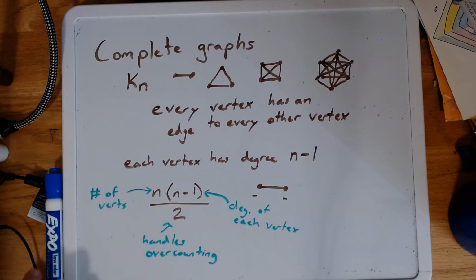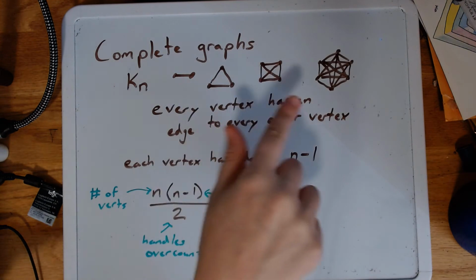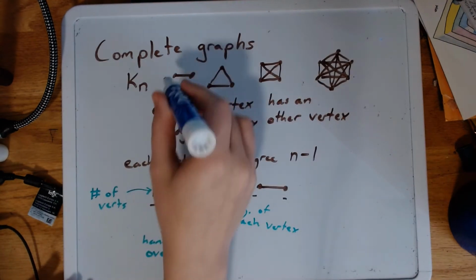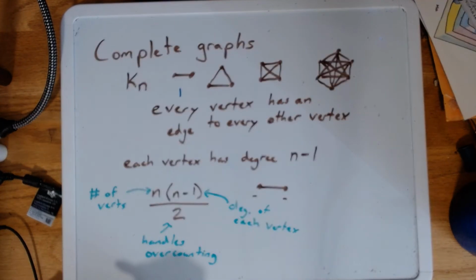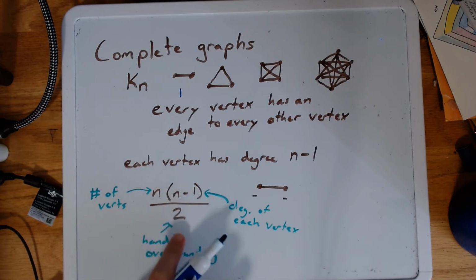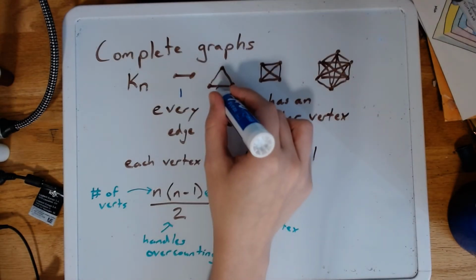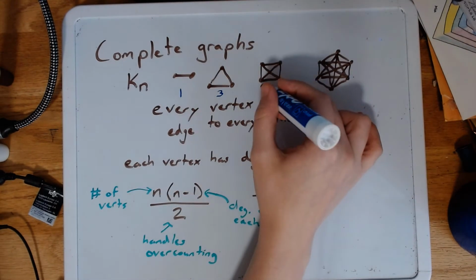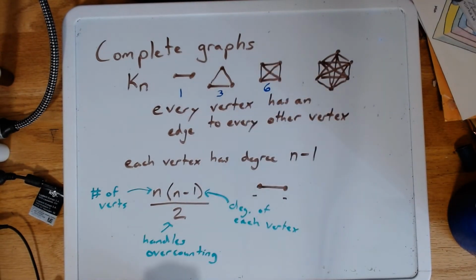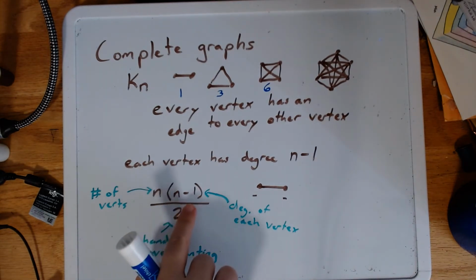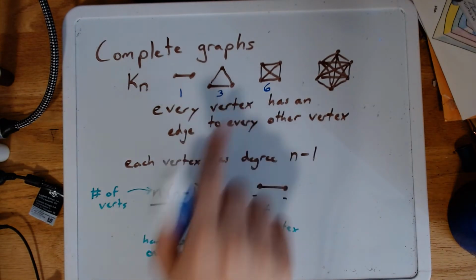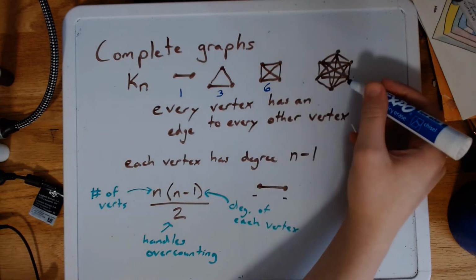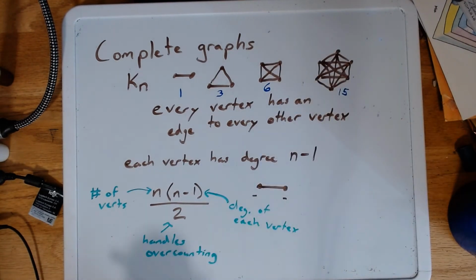Now let's check that this works with the examples we have here. If n is 2, we had 1 edge. That's going to work out. When n was 3, we had 3 edges, 3 times 2 over 2. For 4, we get 6 edges, 4 times 3 over 2 is 6. And if we counted pretty carefully, here with n equals 6, we get 15, and 6 times 5 over 2 is 30 over 2 is 15.